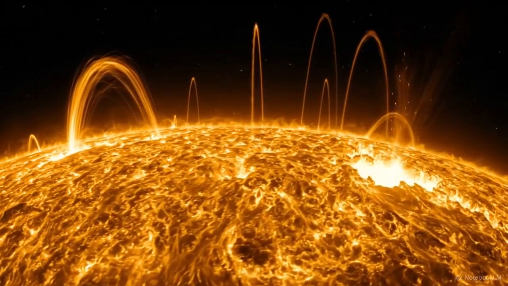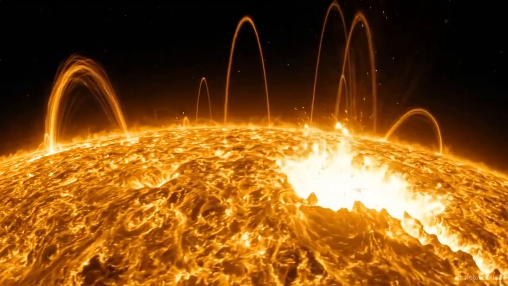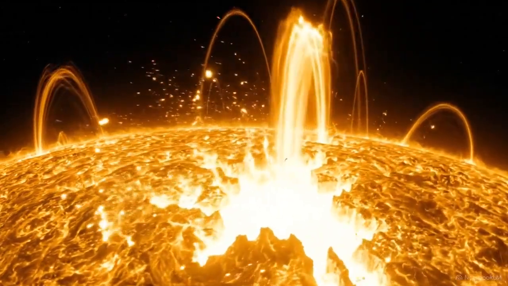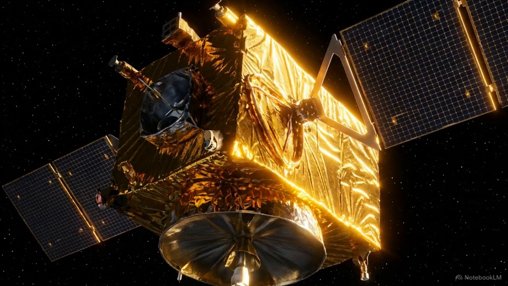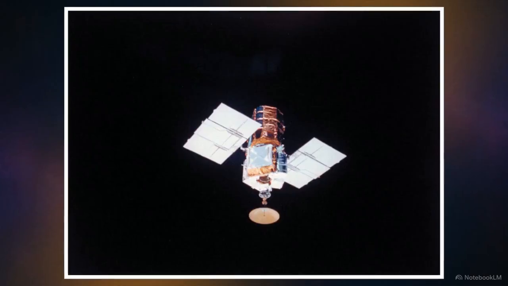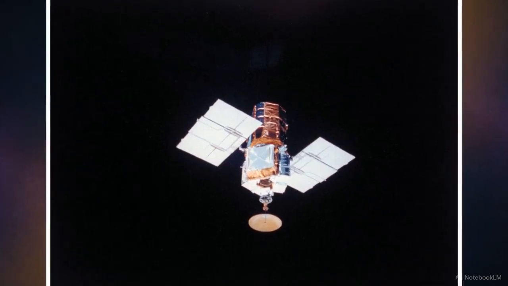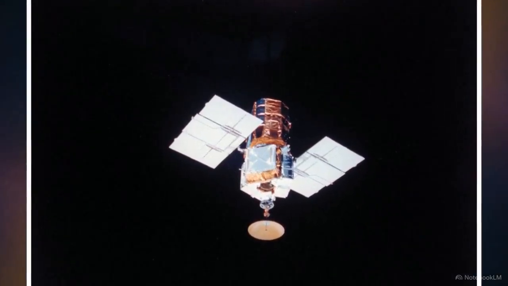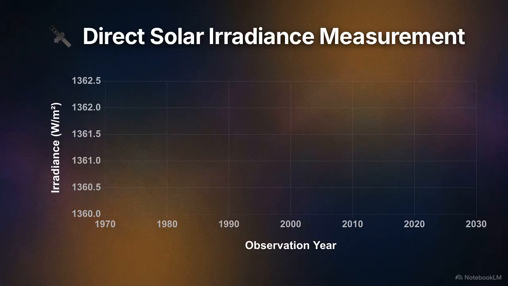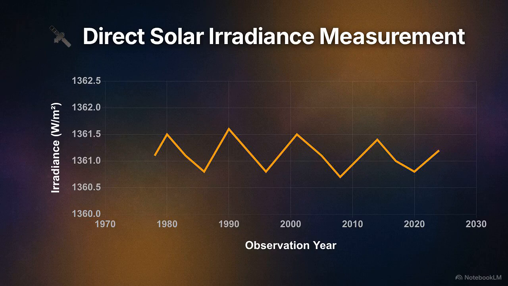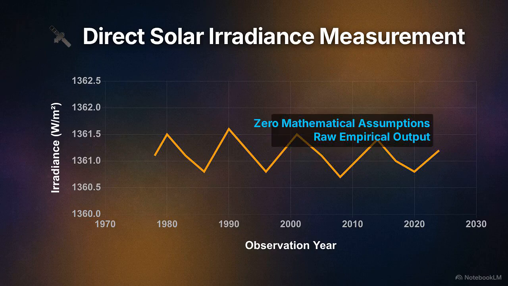There is exactly one celestial body where we can break this loop. We are going to extract the sun's luminosity, its radius, and its temperature through three separate channels, without ever touching the Stefan-Boltzmann law. First, luminosity. Since 1978, space-based radiometry satellites have been physically catching the photons striking the Earth. They directly measure the total solar irradiance, the raw energy output, with zero mathematical assumptions.